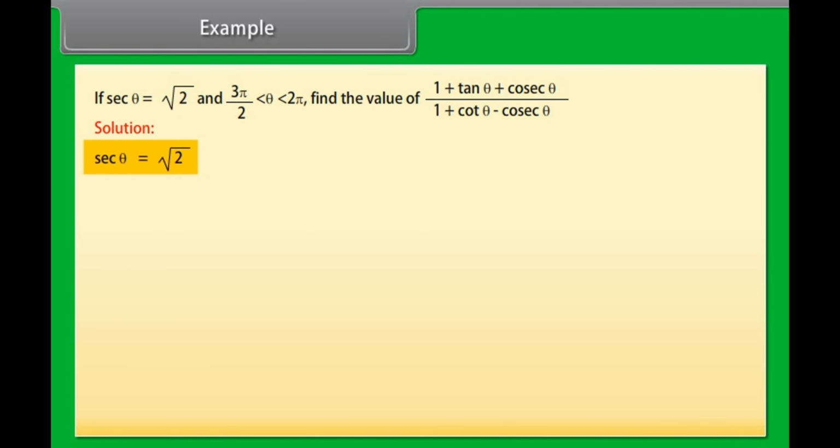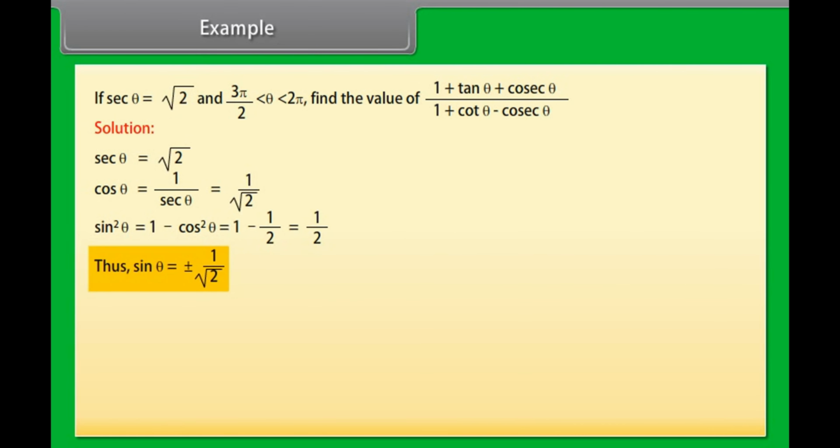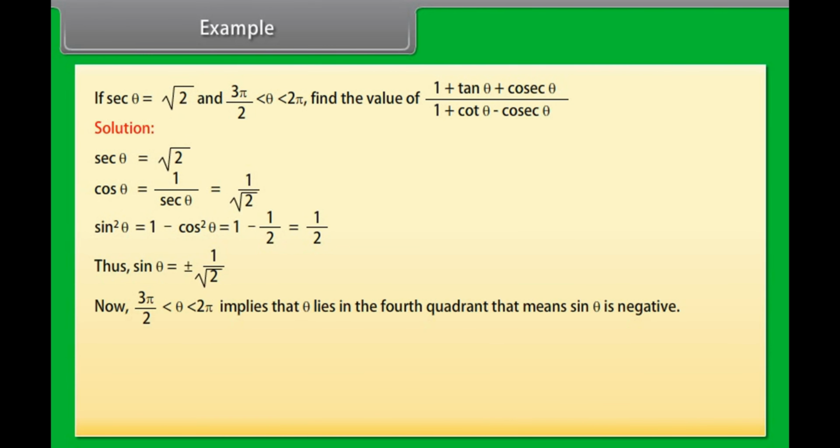Solution. Sec θ = √2. Cos θ = 1/sec θ = 1/√2. Sin² θ = 1 − cos² θ = 1 − 1/2 = 1/2. Thus, sin θ = ±1/√2. Now, 3π/2 < θ < 2π implies that θ lies in the fourth quadrant. That means sin θ is negative. Sin θ = −1/√2.